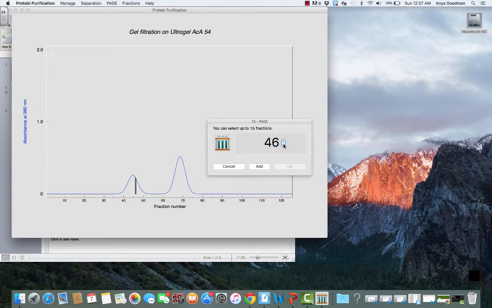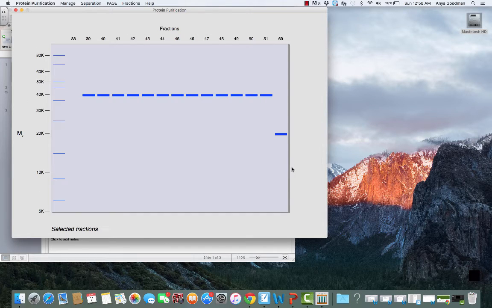So I'm going to start probably around, say, 38, and just assemble a bunch of fractions. Just to be sure, I'll add fraction 69 to see what's in this peak. Say OK. All right, and so we can see the protein we don't want, the small one, is in fraction 69, right? And fractions between 39 and 51 all contain the protein we want. Great. So we could pull these fractions.